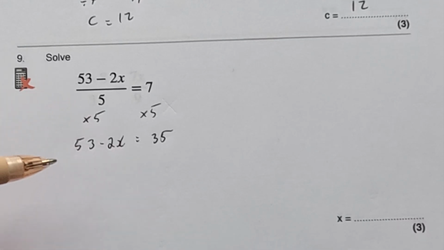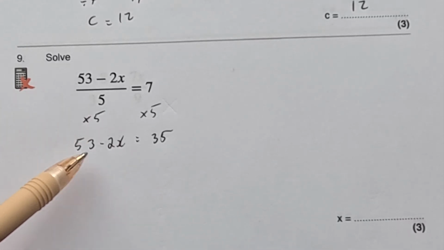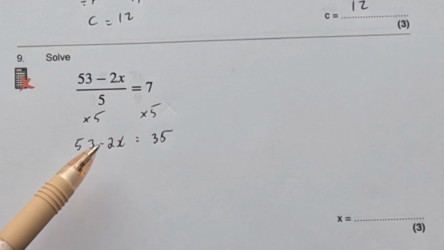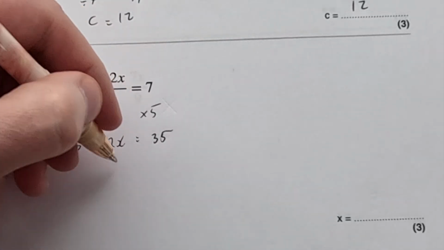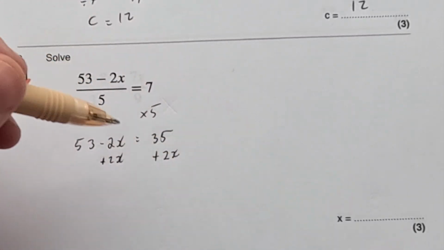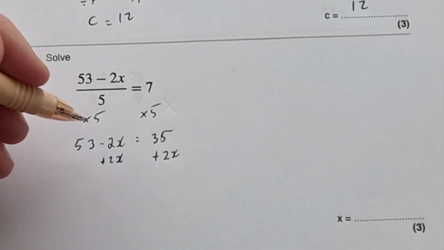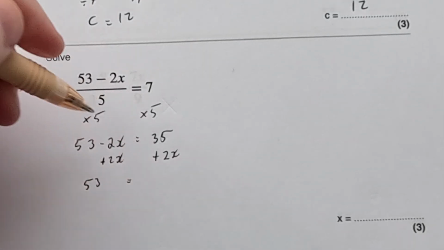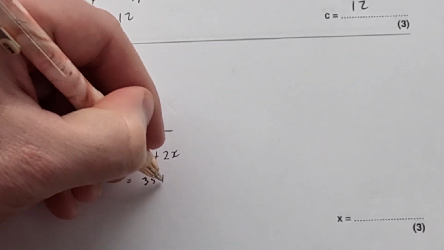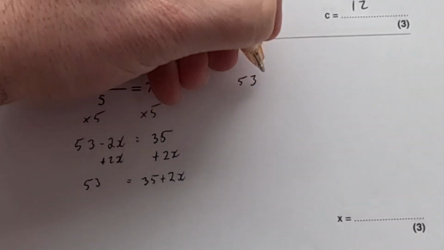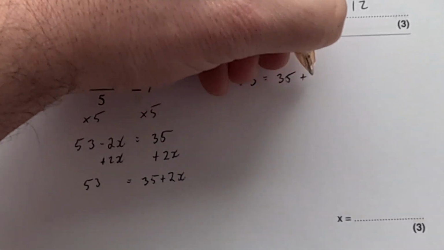Now we want to solve this equation, so at this point, what I could do is I could take away 53 from both sides to leave us with minus 2x on this left-hand side. I'm actually going to add 2x to both sides here, just because this is minus 2x. So I'm going to add 2x to the left-hand side to get rid of it, and I'm going to add 2x to the right-hand side to make it positive. So that's just going to help us a little bit. So on the left-hand side, we're going to be left with 53. And on the right-hand side, we had 35 plus 2x. Now, 53 equals 35 plus 2x.